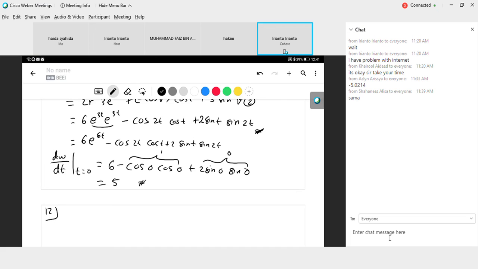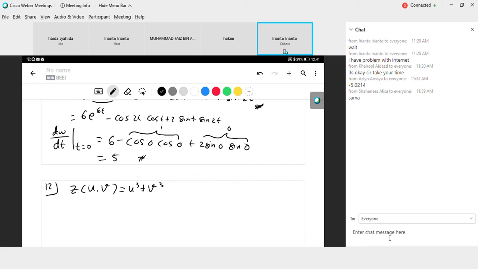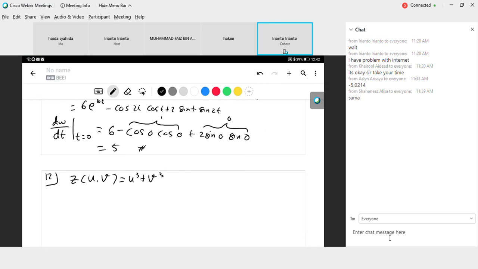Now in 12, z is a function of two variables u and v. The function is u cube plus v cube. Is it correct? Please correct me if I make a mistake, because the picture is a little bit blurred. And u is also a function of two variables, x and y: x y squared. And v also is a function of x and y: x squared ln y.